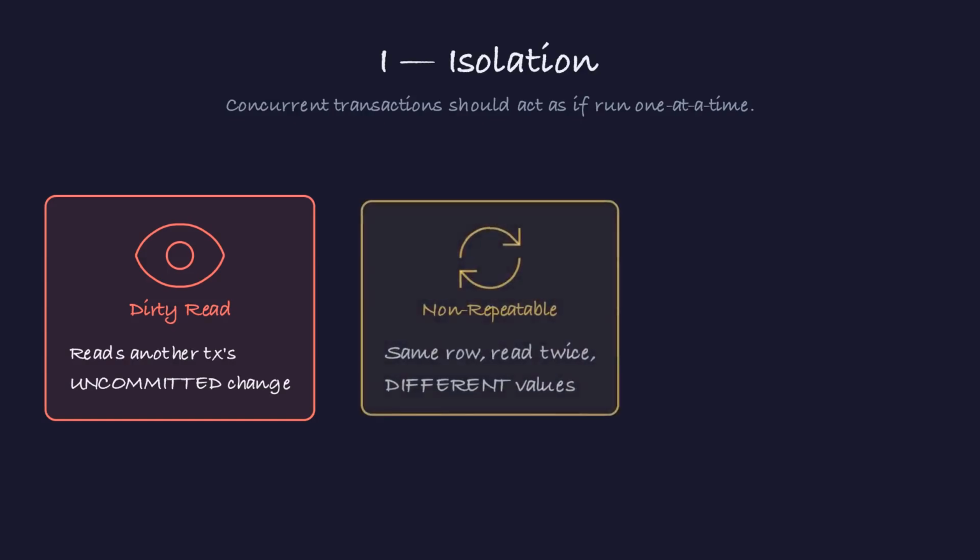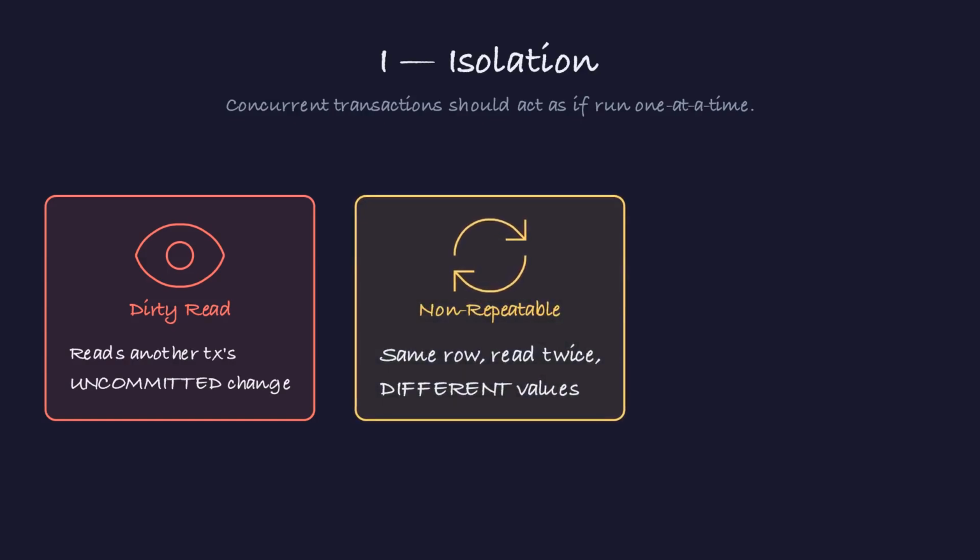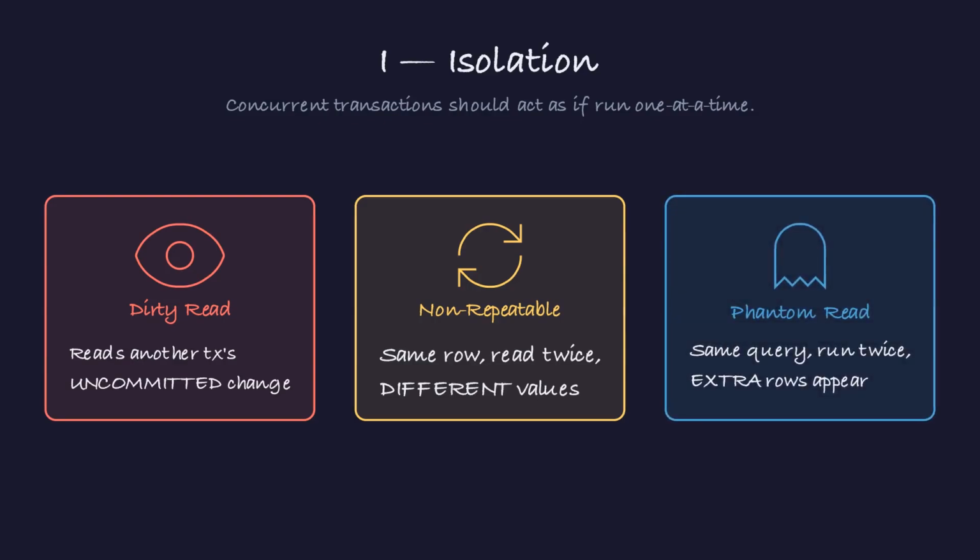Or a non-repeatable read. A reads a row, B updates and commits, and A reads the same row again to find a different value. Or a phantom read. A asks for all accounts over $1,000 and gets 5. B inserts 1, and now A's same query returns 6.